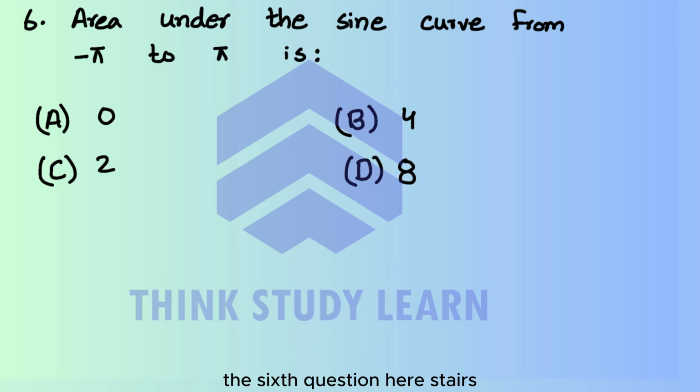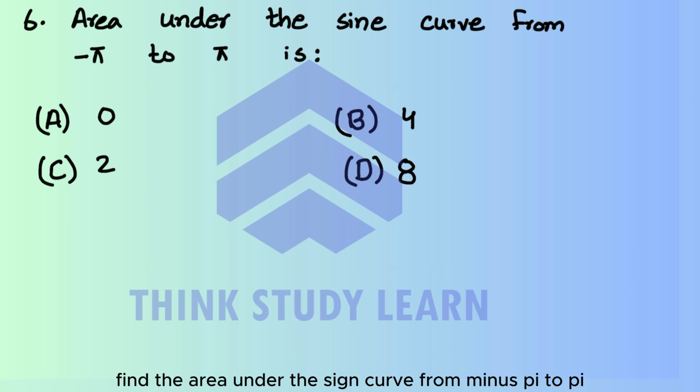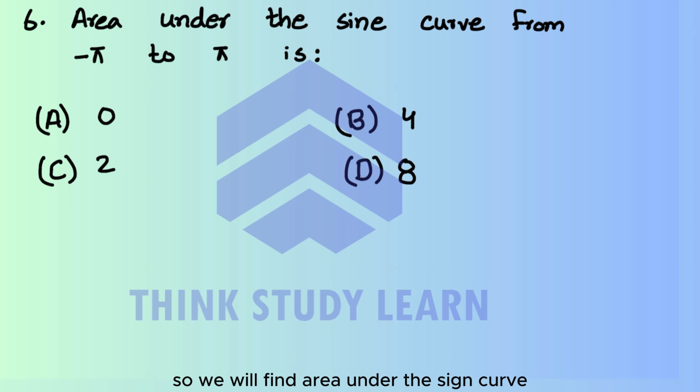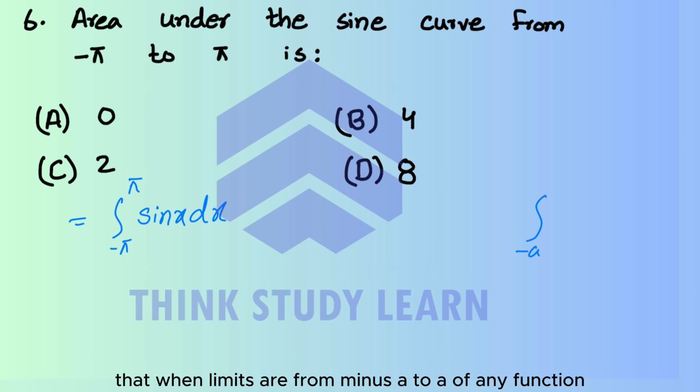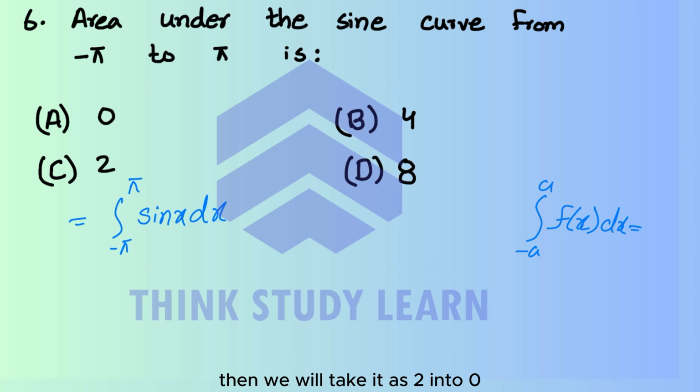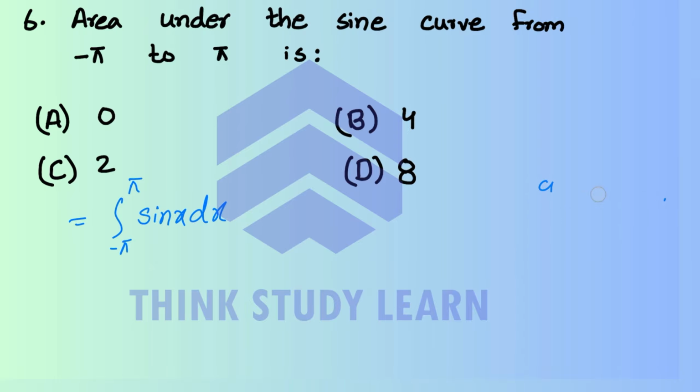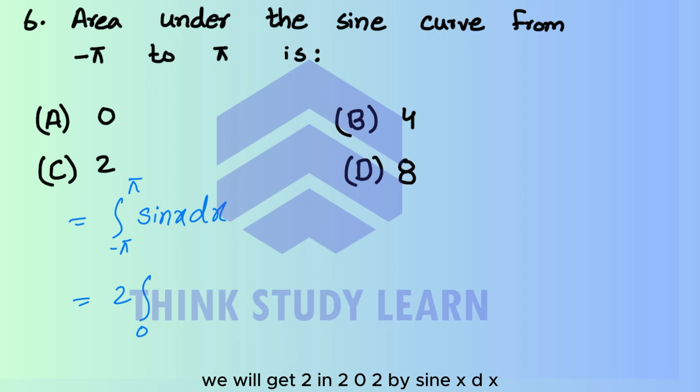The sixth question states: find the area under the sine curve from minus pi to pi. So we will find the area under the sine curve by taking integration. Minus pi to pi are the limits and the function is sine x dx. We know that when the limits are from minus a to a of any function, we can take it as 2 times the integral from 0 to a of f of x. So according to this, we will get 2 times the integral from 0 to pi of sine x dx.